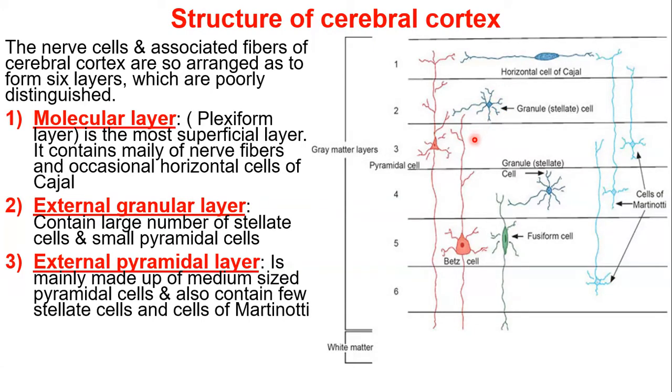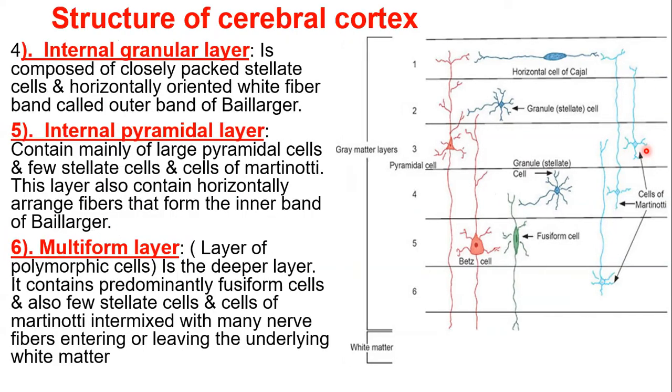The third layer is the external pyramidal layer. As the name indicates, there is a presence of pyramidal cells, and these pyramidal cells are medium in size. They also contain a few stellate cells, and the Martinotti cells, which we have already discussed are present in the third, fourth, fifth, and sixth layers. So the third layer contains pyramidal cells which are medium in size, and also stellate cells and the cells of Martinotti.